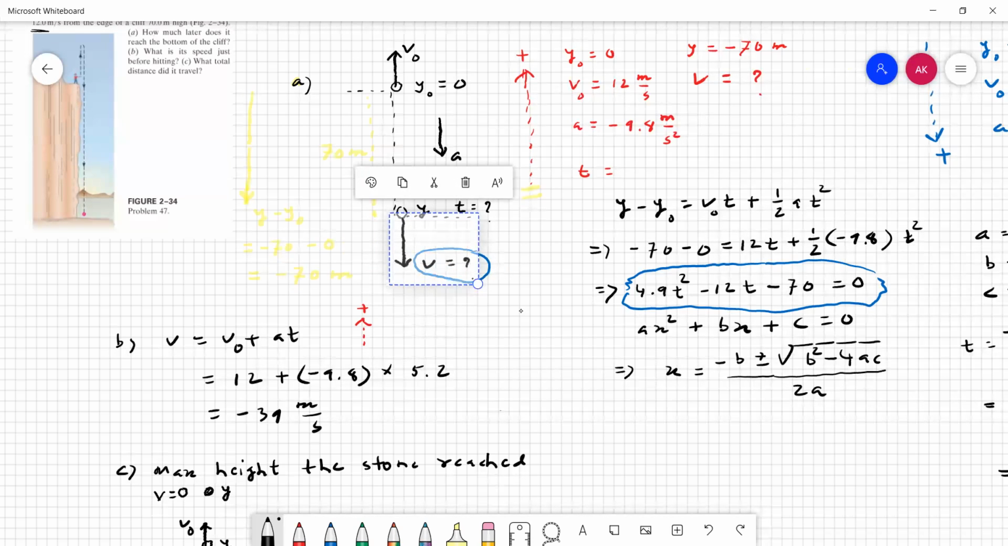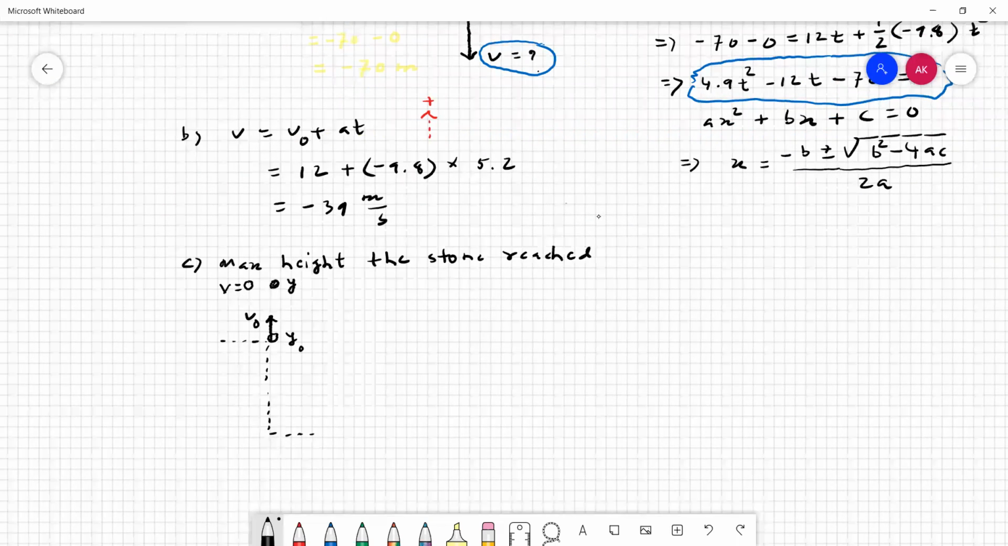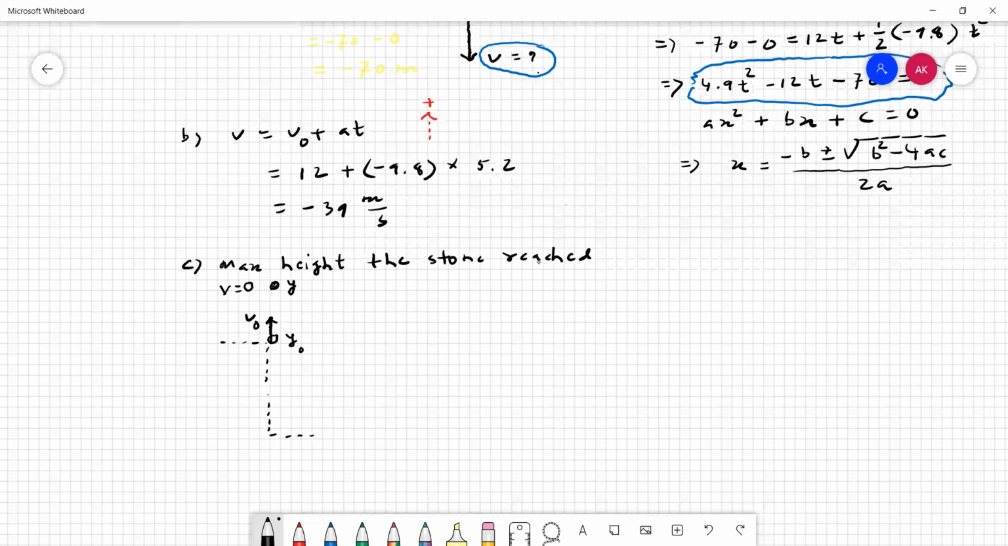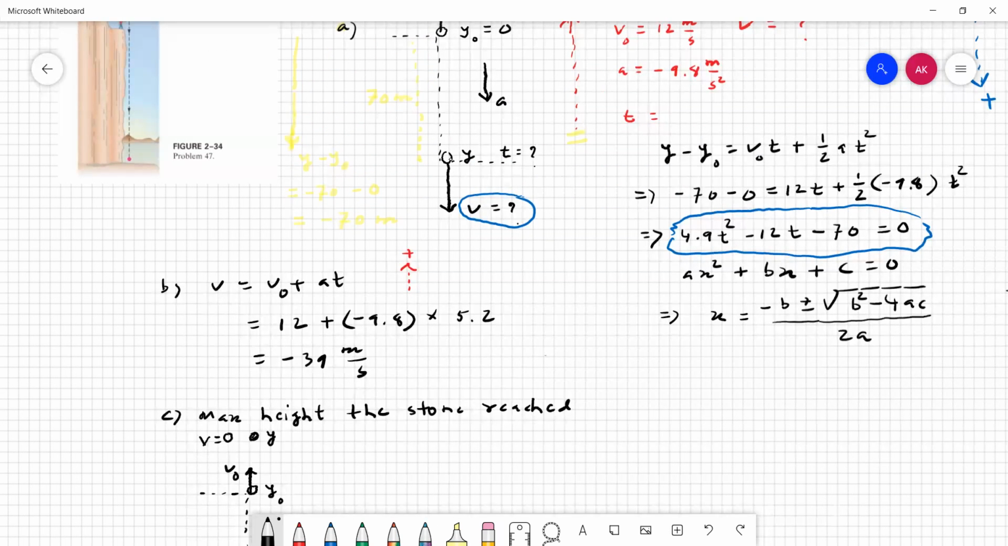Okay. Like that. I want to change. But in this problem, when we try to find the max height, the initial position is at the top of the cliff, and the final position is above that top. Above that top, we call it y, final position, and at the final position, final velocity is equal to 0. So we have to be careful right there. For part A, the final velocity was not 0. We found it to be negative 39 meters per second.